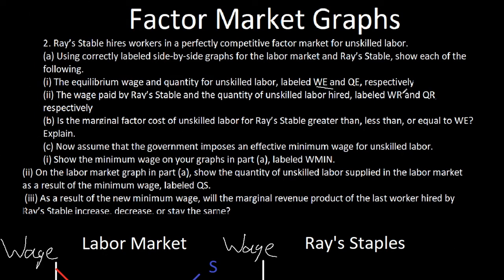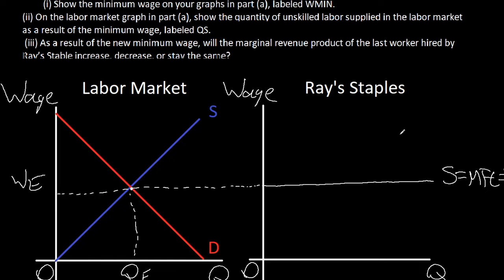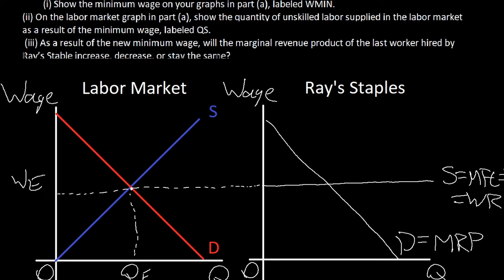However, if we look back at the question, labeled as WR and QR respectively, the wage rate paid by Ray's Stables is the same as the labor market's equilibrium wage rate. We can also just write equals WR. Let's draw in our resource demand curve. Demand goes down to the dirt, but here we have to remember demand equals MRP, which is just the price of the good times the marginal product.